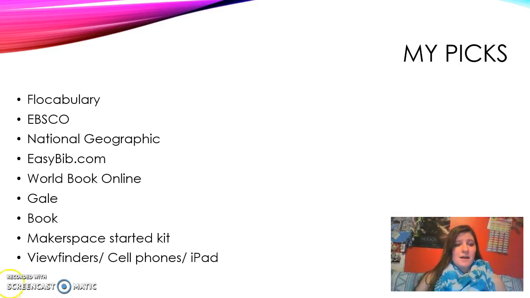So for my 12 to 15 topics, I have the list here to show you. I had vocabulary, the EBSCO database, National Geographics, which is one I'll talk to you about, EasyBib.com, World Book Online, Gale database. I put books, but in my thing I had them cut into two different categories of fiction and nonfiction, which I listed some books to go with them.